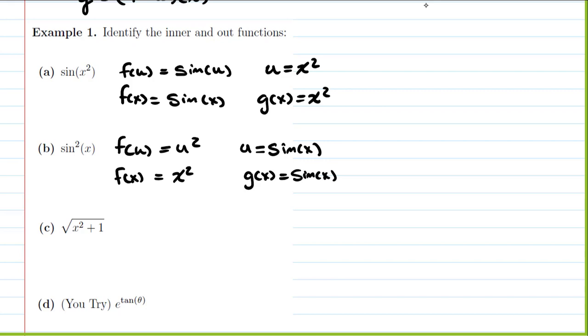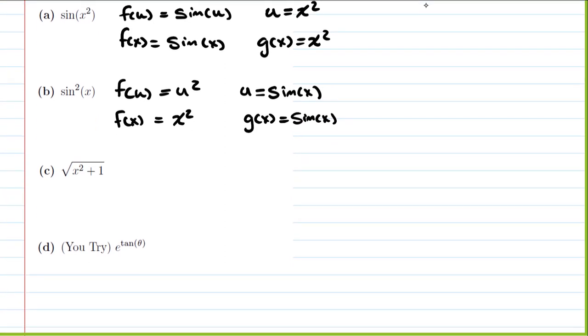So notice, sine x squared is not the same as sine squared of x, and the composition, although they use the same functions, inner and outer matter. So in case you didn't remember, function composition is not a commutative operation. So the order we do it in matters. So f circle g will not, in general, equal g circle f. So this time, our outer function was the squaring function, and our inner function was sine.